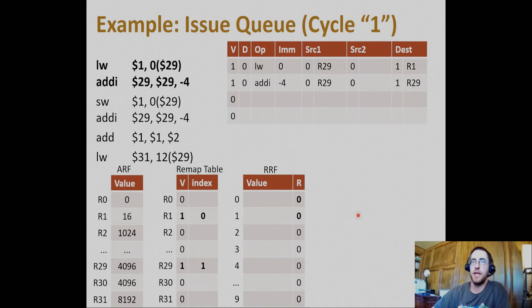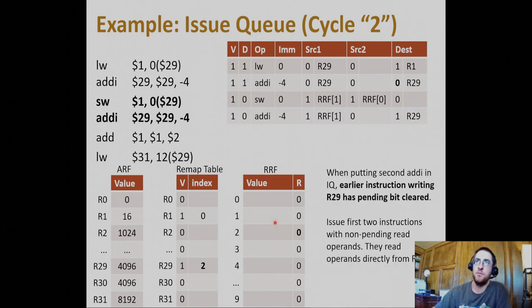So the example, again, using our original unoptimized code: in our first decode cycle, in cycle one, the decode stage writes the load word and add I into the issue queue in program order. And the issue logic is going to check and see that there are valid entries which aren't pending, so we're going to be able to issue them, and we'll rename their destinations. So we rename R1 and R29 to 0 and 1. So that's the first issue of the first two instructions.